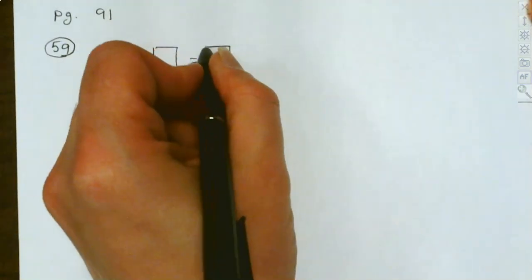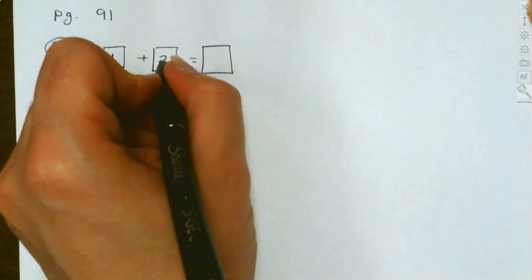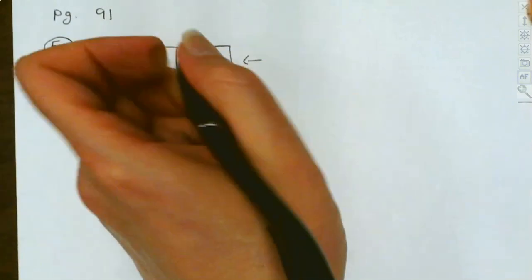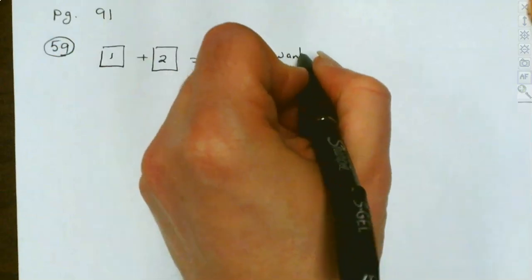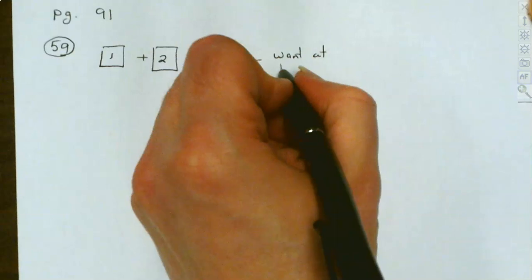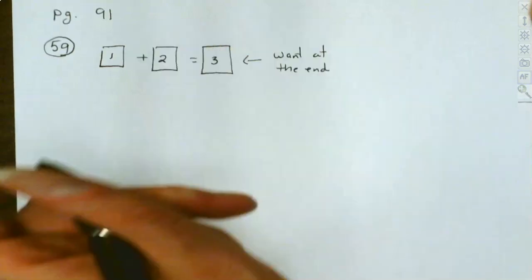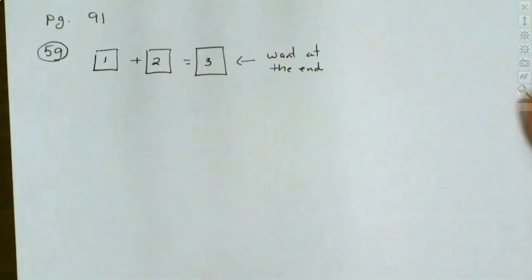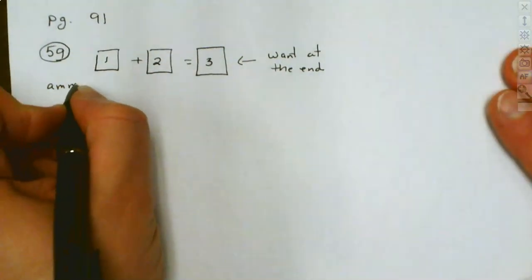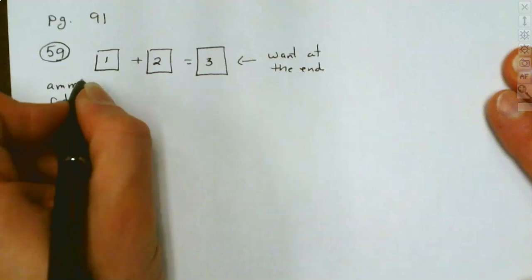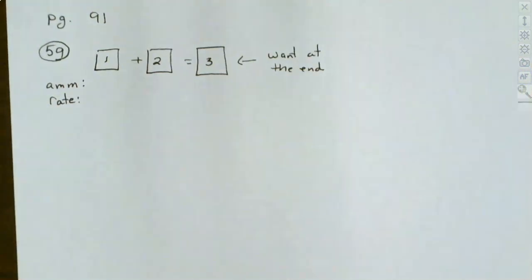And box 1 and 2, they can go in any order, but box 3 is always what we want at the end. So box 3, that represents what we want at the end. And each of these has an amount, and it has a percentage rate to go along with it. Okay, so instead of using money, we're going to use boxes to represent the chemicals. We're doing it in small pieces here.